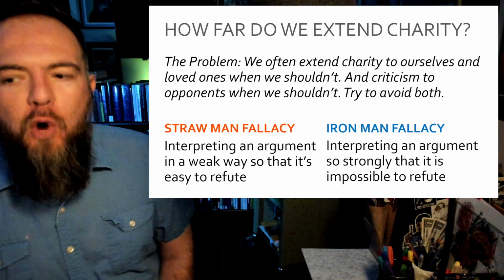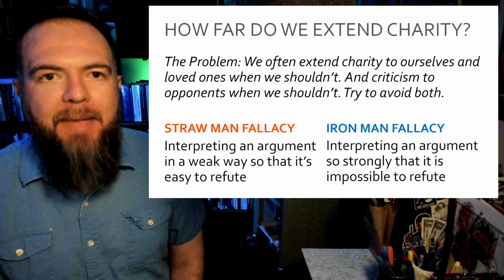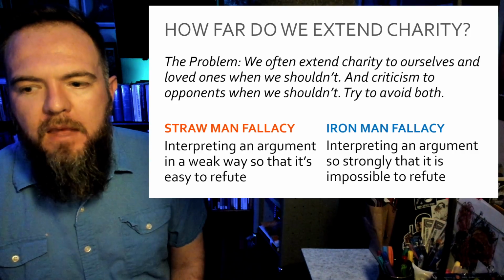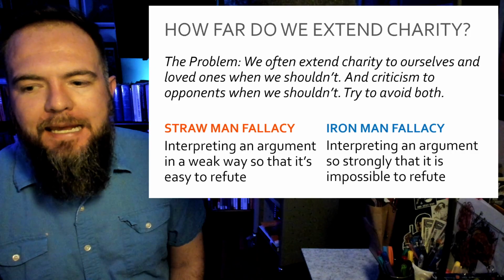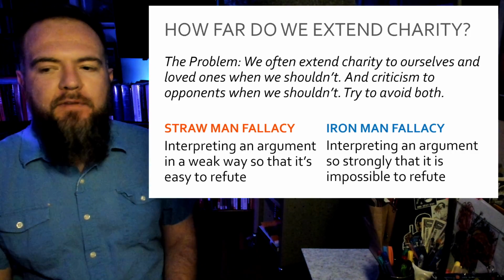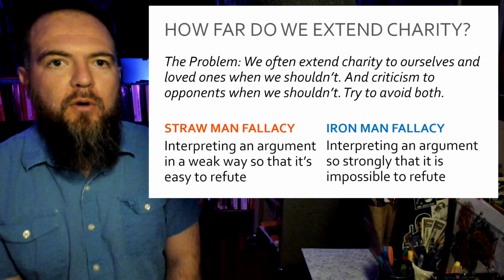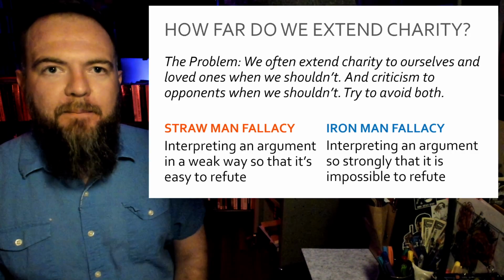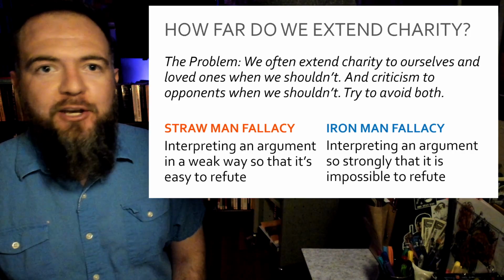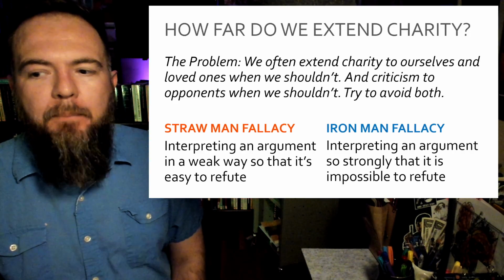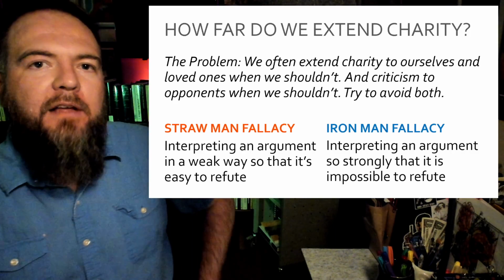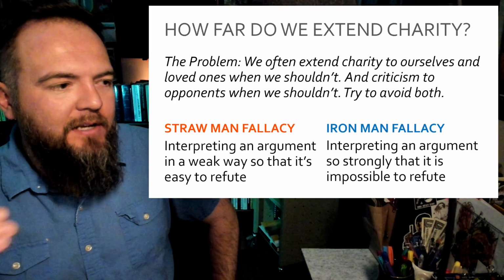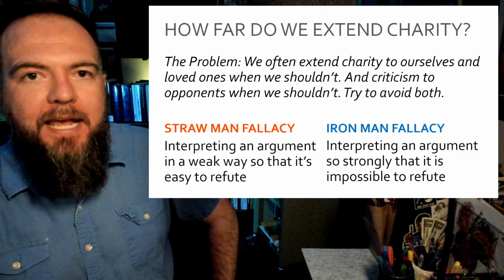So on the one hand, we don't want to commit what's often called the straw man fallacy. The straw man fallacy is whenever we're interpreting an argument in a weak way so that it's easy to refute. Straw man is named after kind of like a scarecrow. Imagine wrestling a scarecrow. You're going to be able to beat that scarecrow up every single time. Now, it might look from a distance like you're wrestling a formidable opponent, but you're going to be able to defeat it. The straw man fallacy is basically whenever you look at an opponent's argument and you recount it in the silliest, most basic way possible so that you can take it down.